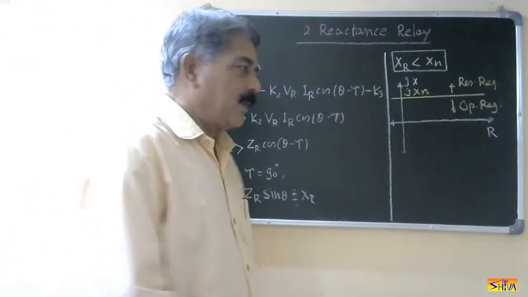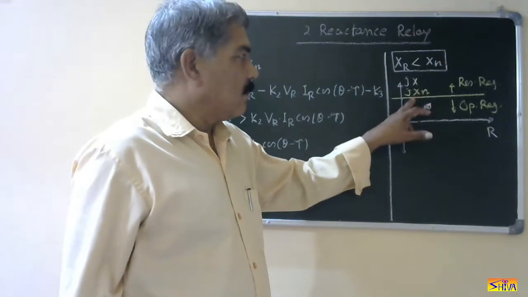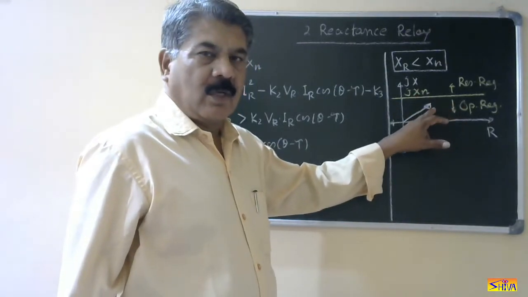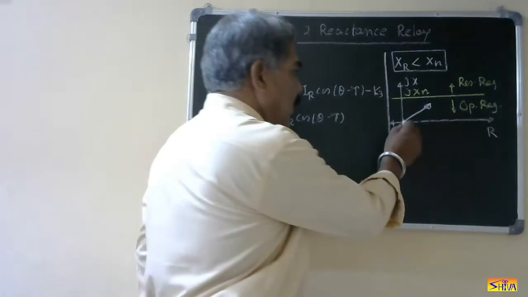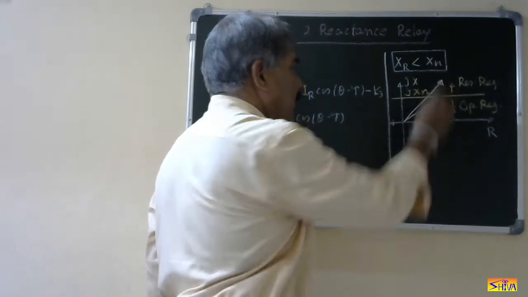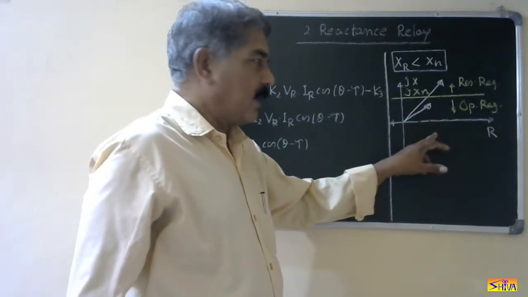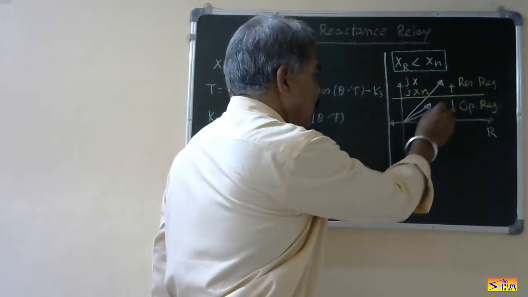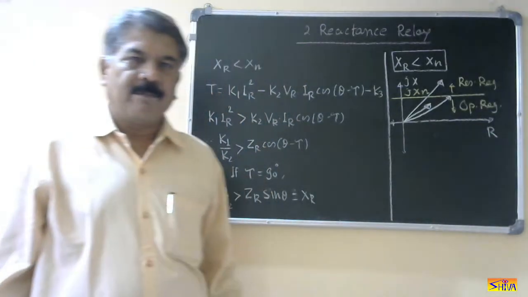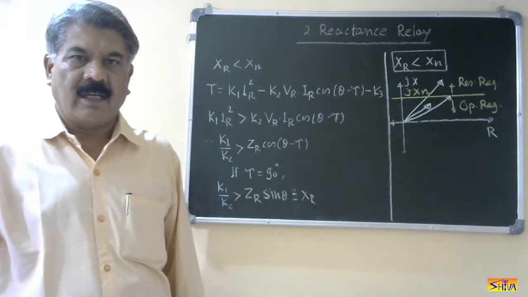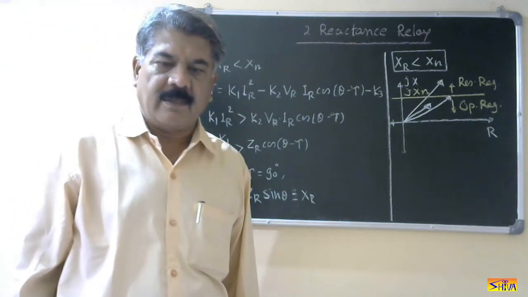Now, if we consider the impedance vector like this, its tip is below this line. So if impedance is this much, then the relay will operate. If impedance is like this, the tip is outside, so the relay will not operate. And if it is like this, it is just on the verge of operation. Now let us check the performance of the reactance relay, how it will react when it is used to protect the transmission line.